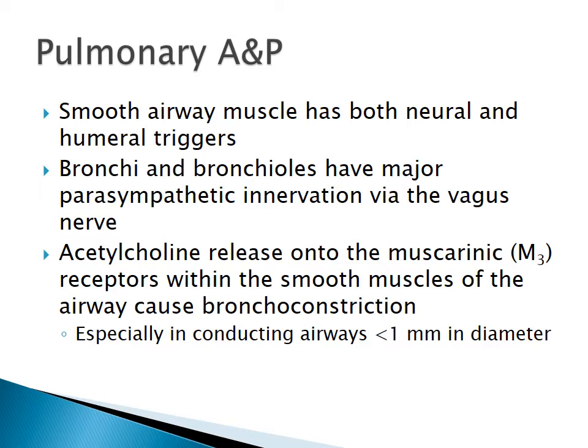Okay, constriction. So if you think about constriction in pulmonary, parasympathetic is what you should be thinking. So when you look at acetylcholine, muscarinic receptors within the smooth muscles of the airway cause bronchoconstriction. Okay, acetylcholine, parasympathetic, muscarinic, constriction. All right, those are important things to remember.